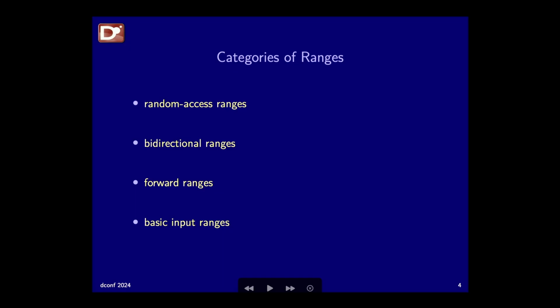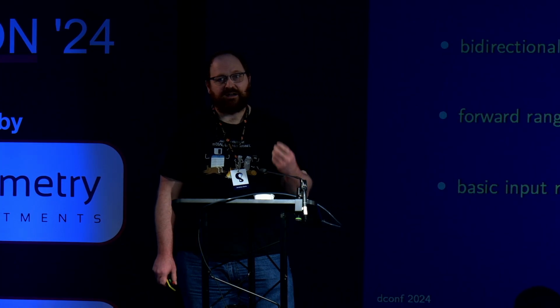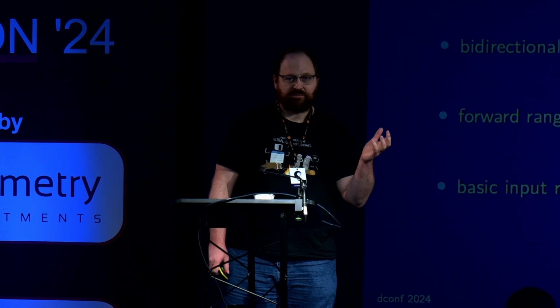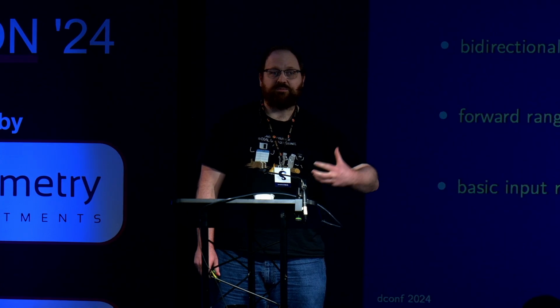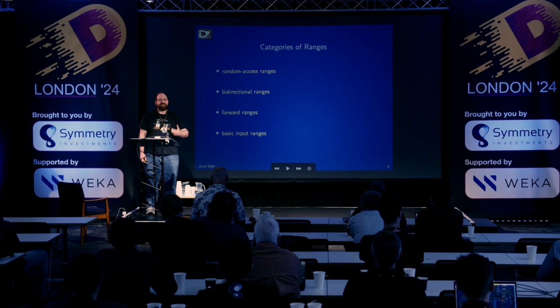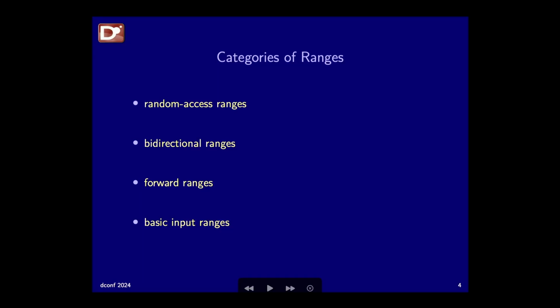And then basic input ranges, like forward ranges, can only be accessed at the front, but the key difference is that there is a way to get an independent copy of a forward range to be able to then iterate separately. So effectively you can iterate through ranges multiple times with a forward range, whereas the basic input range has no capability to get an independent copy. So you can only iterate through it once and only once.